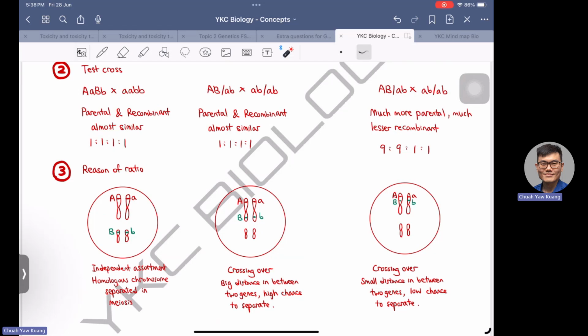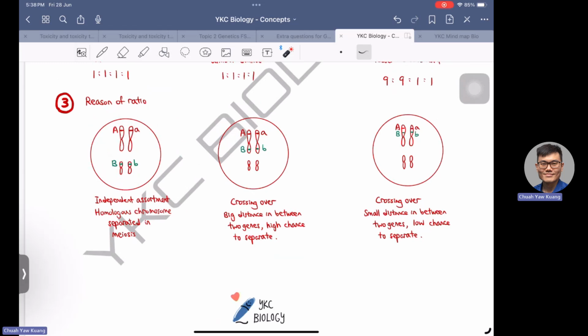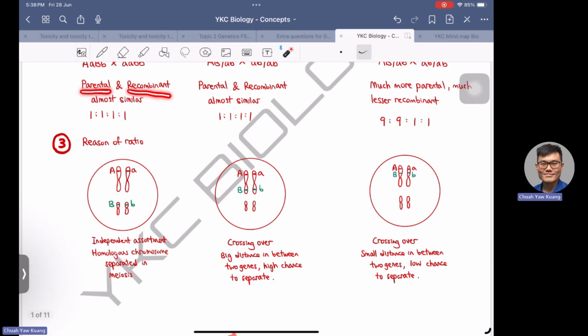So for the third concept, what is the reason why we will have this type of ratio when we do the test cross? And what is the reason of having this ratio? Okay, so please remember here, for unlinked genes, if these two go together, then they will be the parental. If this A and this B go together, then it will be the recombinant.